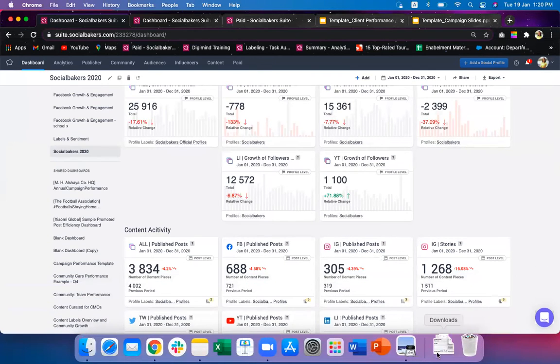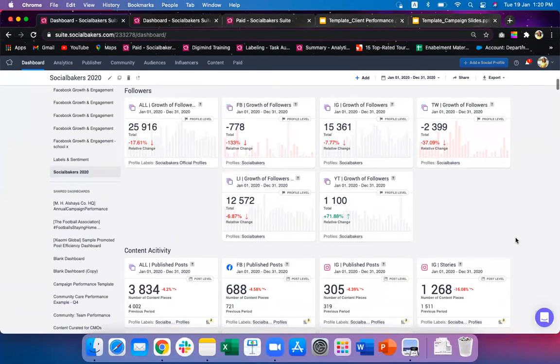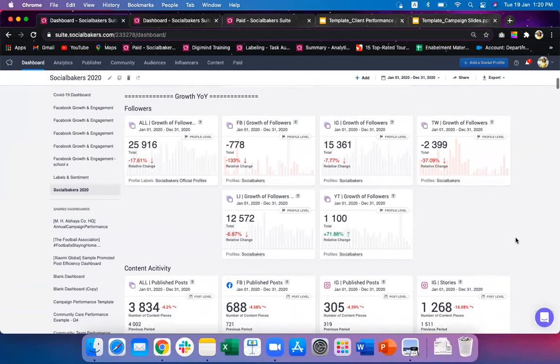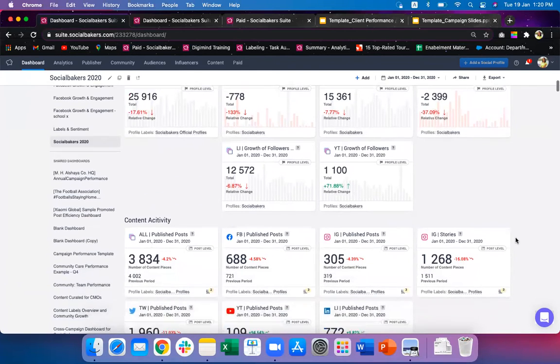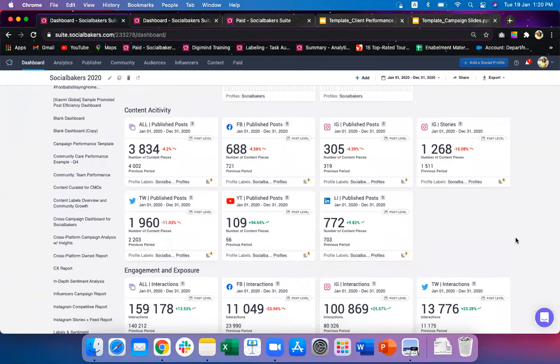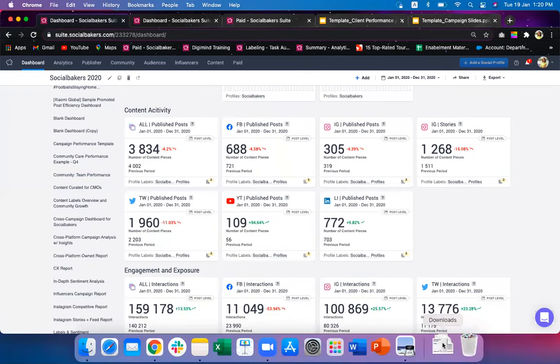So moving on, we discussed the most important part, which is followers and followers growth, one of the main KPIs that brands look for. The second part is content. And here again, we're looking from a quantitative perspective only.